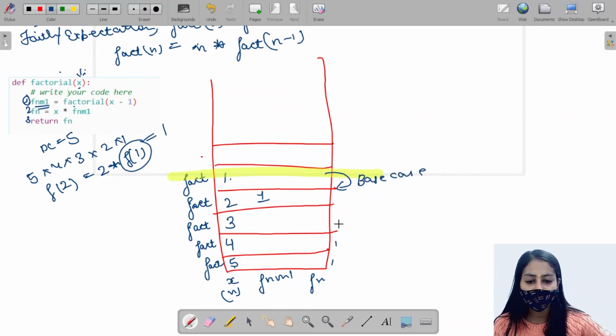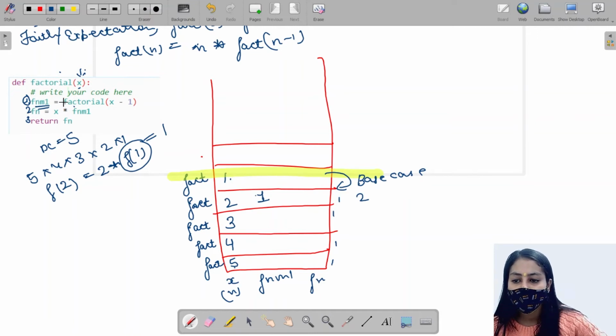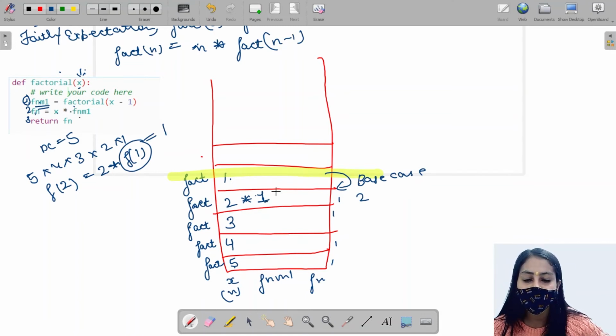Now we have executed line number 1 for all the calls. At line number 1, this will return 1, which is stored in factorial of n minus 1. Now at line number 2, the number x in this case is 2. The number multiplies itself with factorial of n minus 1 and the result is stored in factorial of n.